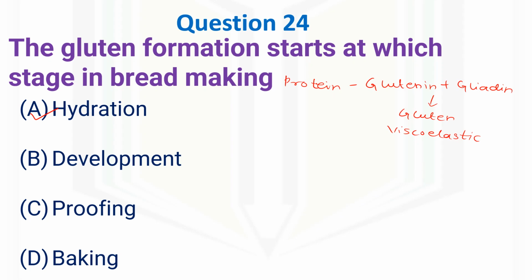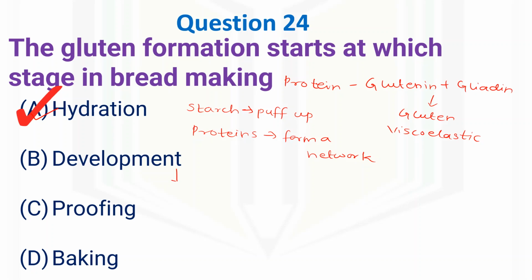Hydration is important because after hydration, the starch molecules will puff up, and proteins will form a network. So during the hydration stage, the gluten will start developing. It will develop properly during the development stage, where the kneading or mixing is done. With kneading or mixing, it will develop fully. Gluten develops.